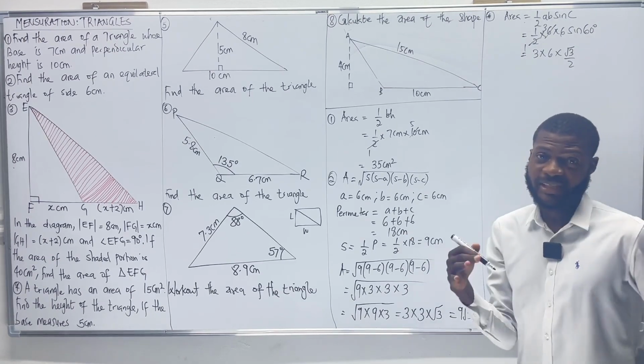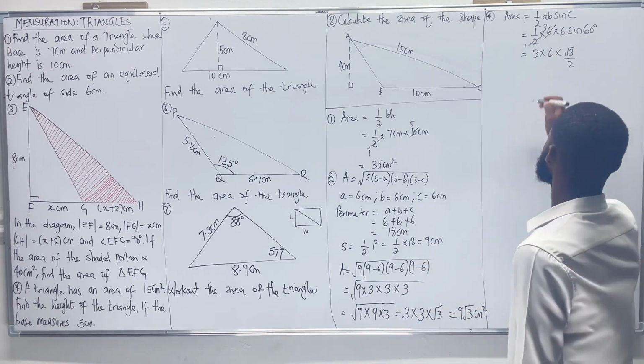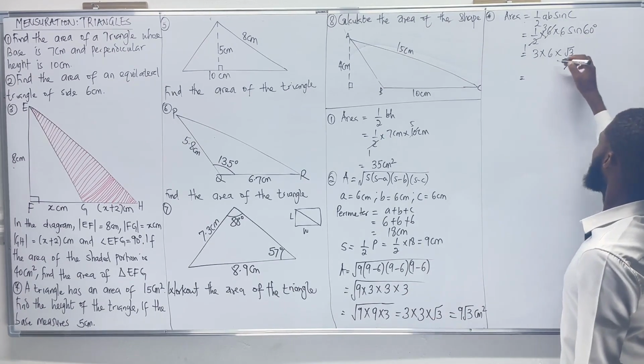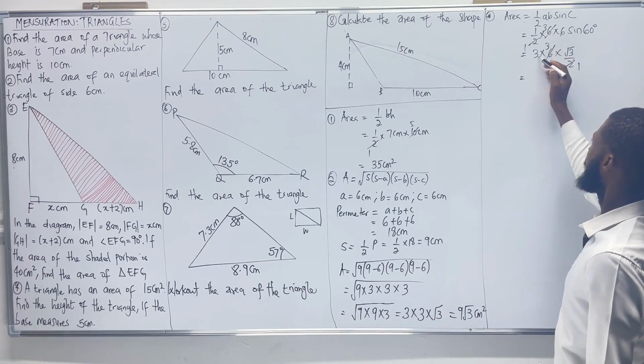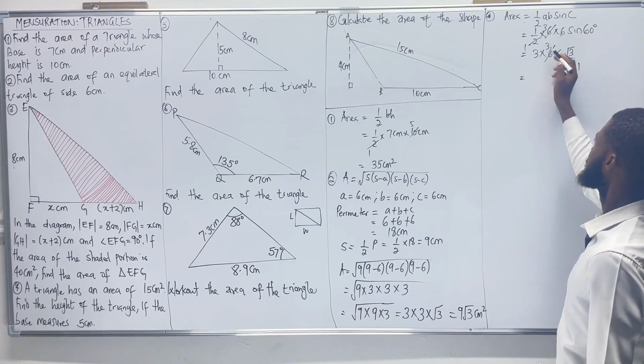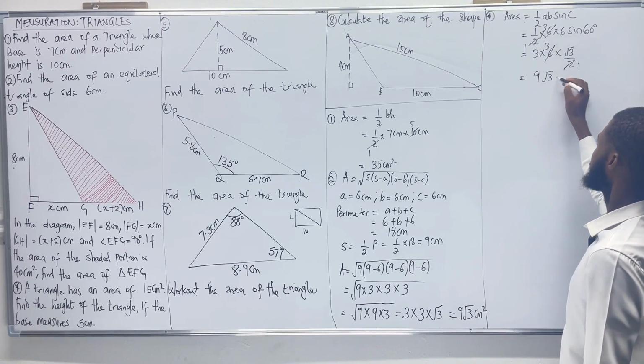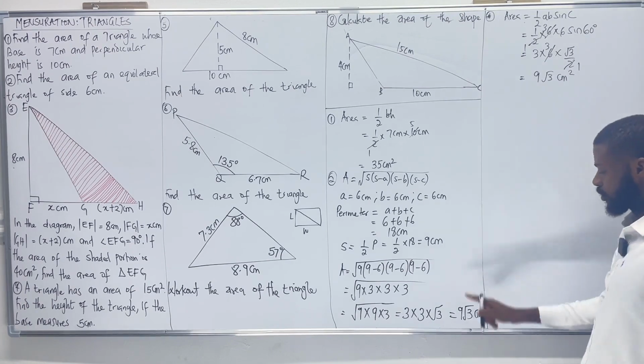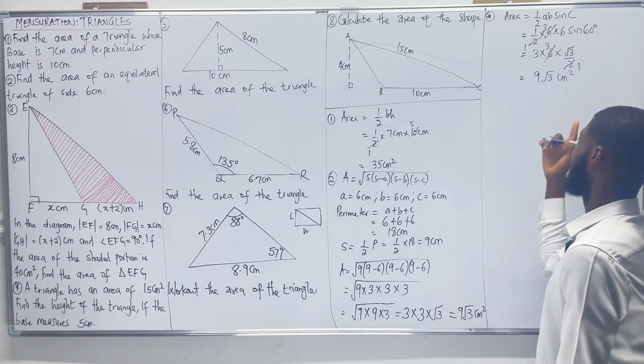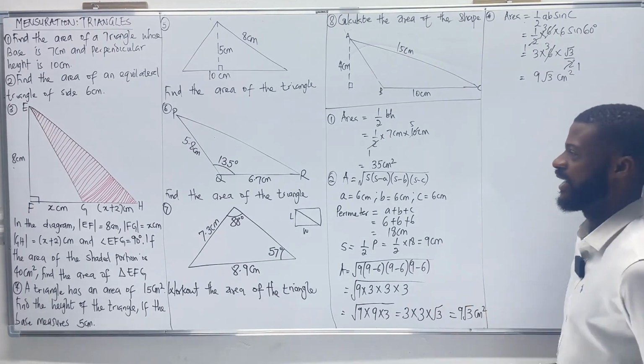You can actually press a calculator for that though. So 2 here is 1. 2 into 6 is 3 again. So what we're going to be having is 3 times 3. So that's 9 root 3 centimeters square. So this is also another way to do it. You can use a calculator to get the decimal value, but let's move on.